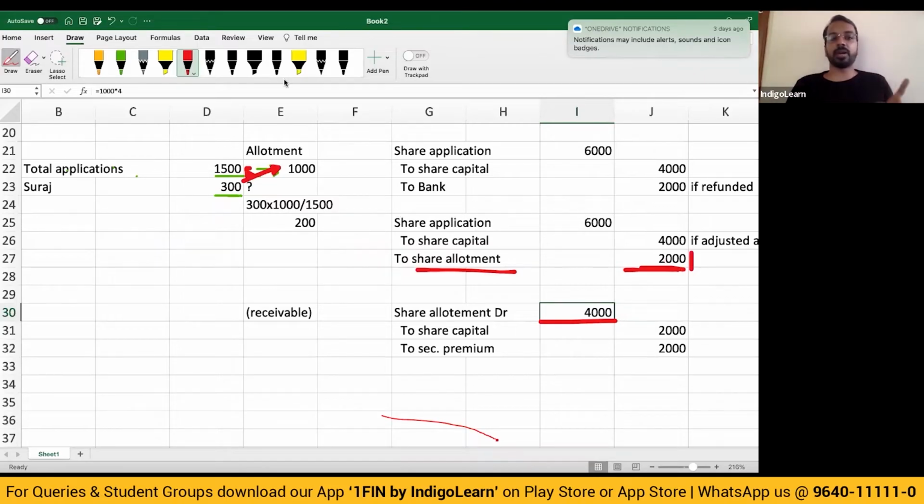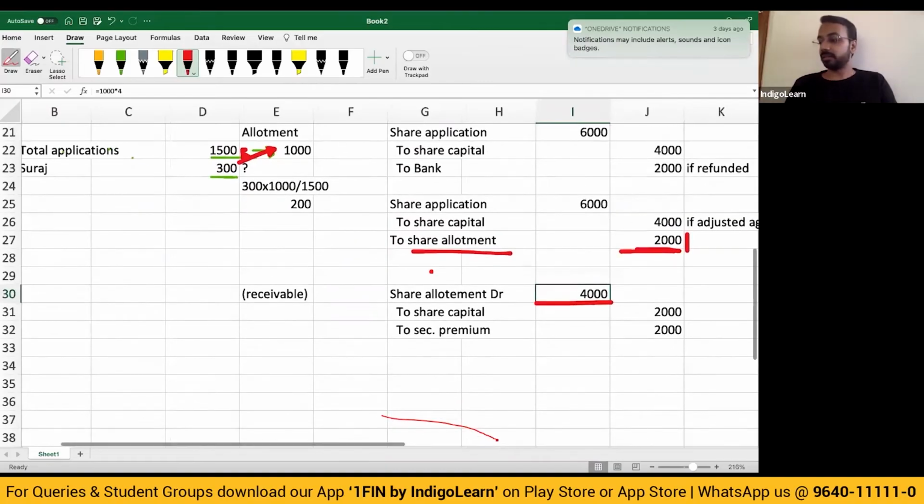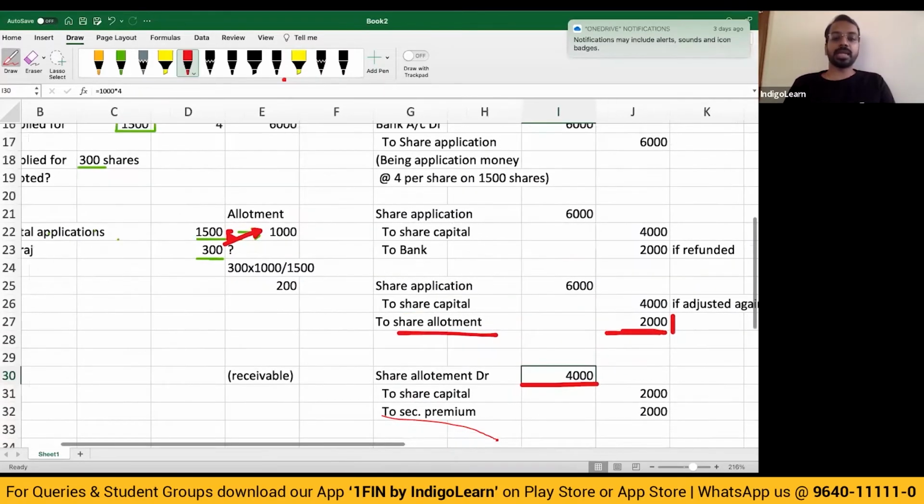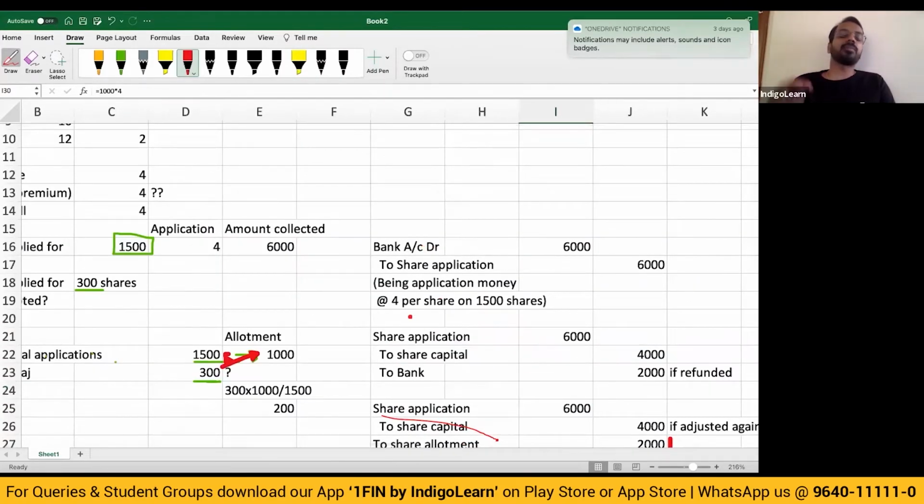Everybody clear with this? Don't make a mistake in the examination. Now, in this case, what has happened? Public has applied for 1,500 shares, but they are allotted only 1,000 shares, and this allotment is called pro rata allotment.